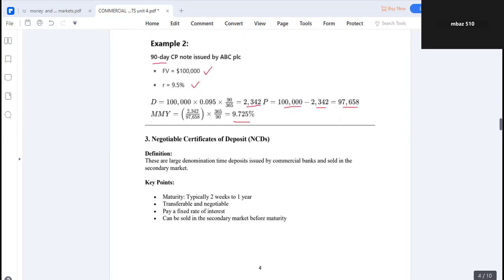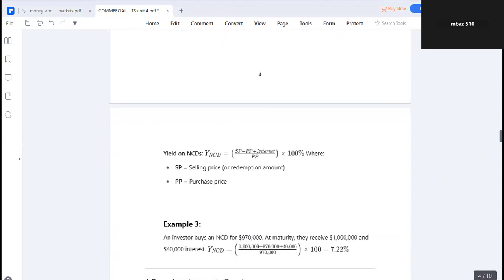All right, so we go to negotiable certificates of deposit. These are large denominations. They are time deposits that are issued by commercial banks and are sold in the secondary markets. They mature typically in 2 weeks to 1 year, and they're transferable and negotiable. They pay fixed rate interest. They can be sold in the secondary market before maturity. So the yield on negotiable CDs is given by the following formula: selling price SP minus purchase price PP plus interest over the purchase price, times 100.